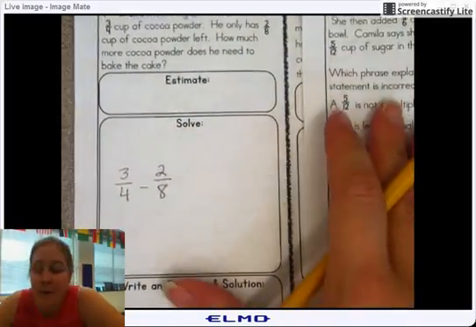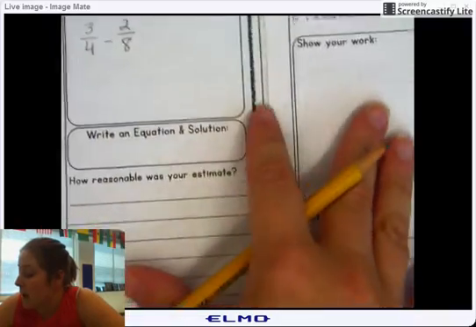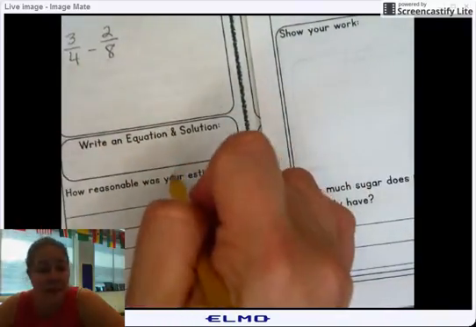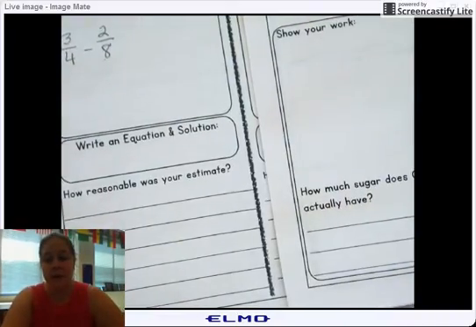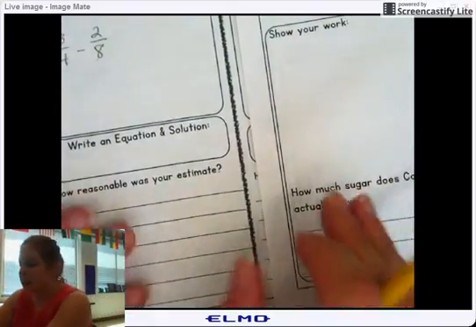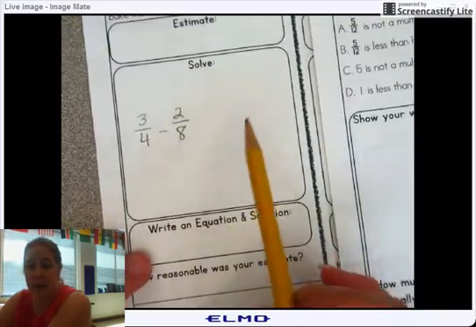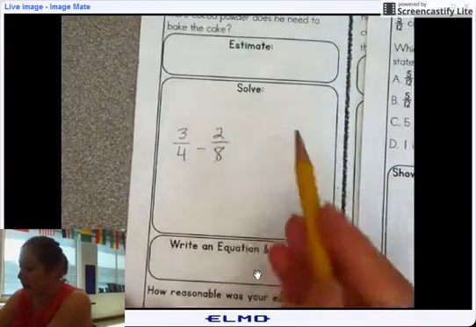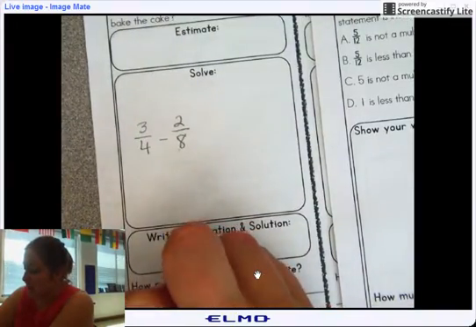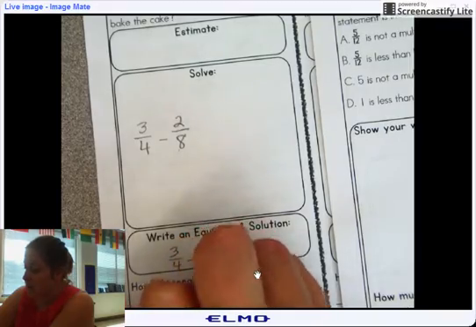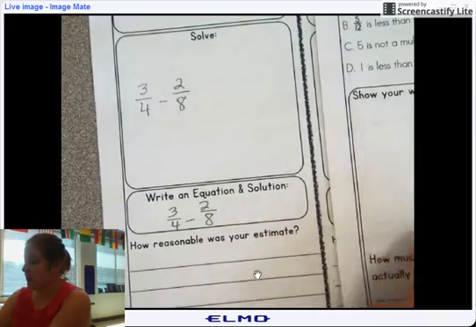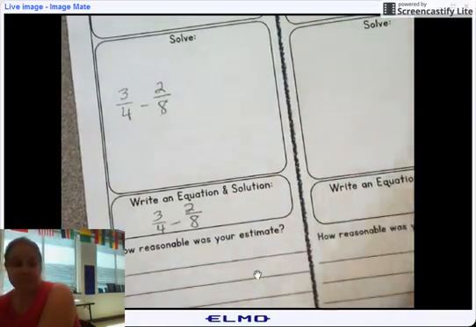Type it into your paper. It says write an equation and solution. You already did that right here. Okay, so you should have solved this problem right here. Your equation, once again, was the 3/4 minus the 2/8. And then you can answer if your estimate was reasonable or not.